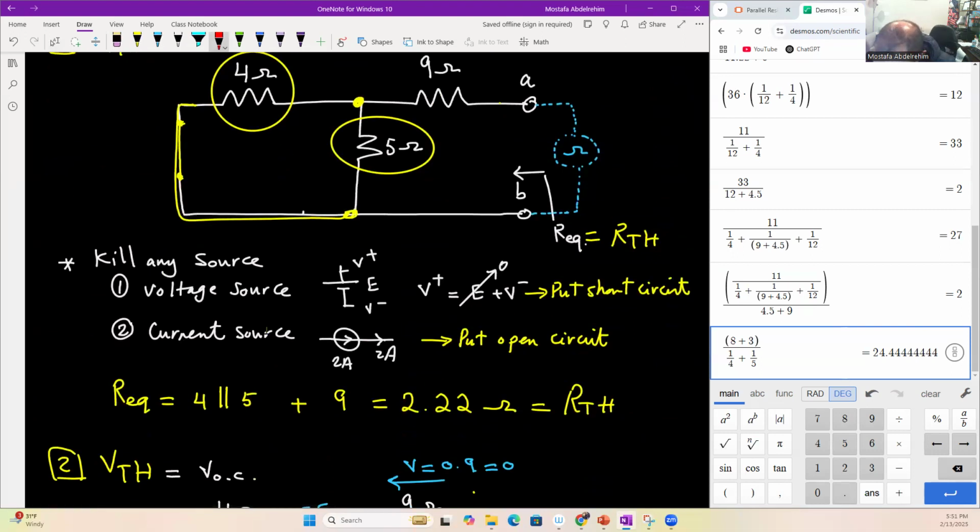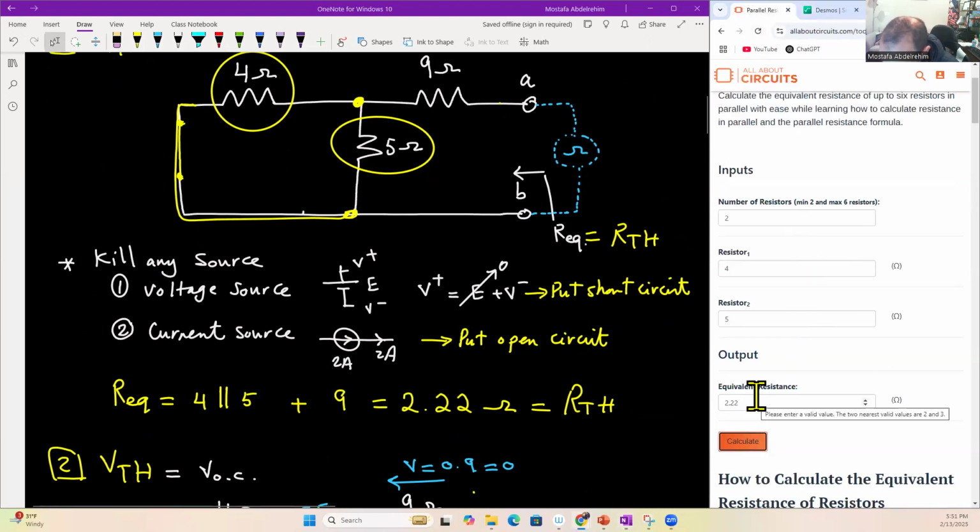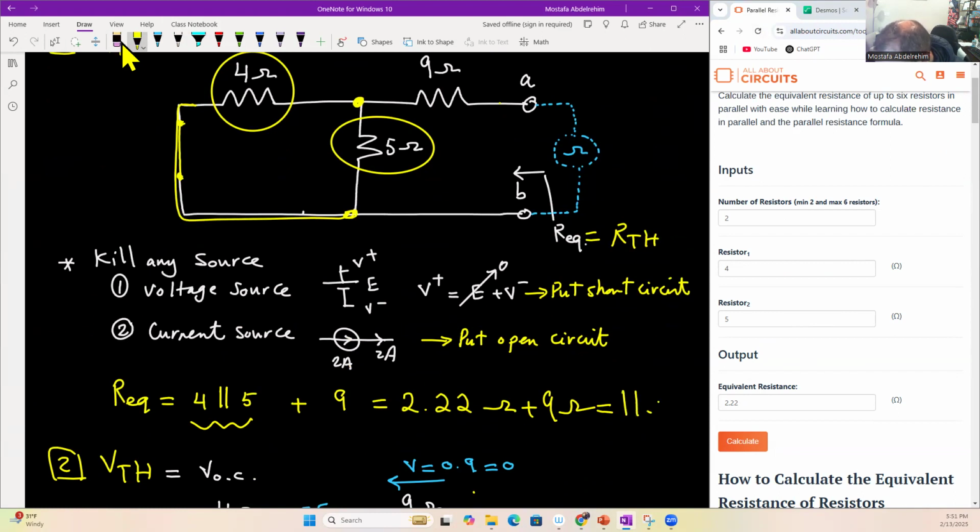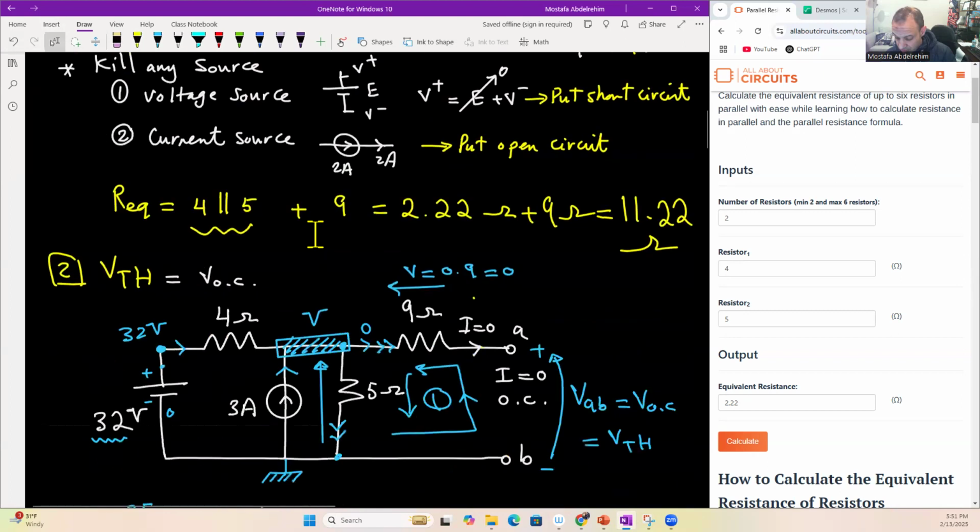Oh, I'm sorry, this is not 2.2. Yes, it's 2.2 plus 9. I'm sorry, yes, 2 plus 2. Okay, so let's calculate it again. This one is 2.22 plus 9 ohms. This gives you 11.22 ohms. This is R7, 11.22.